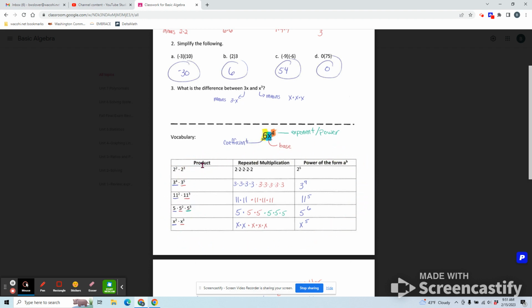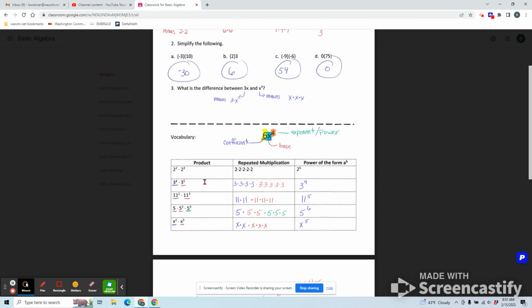So the product rule: I'm going to take 2 squared and I'm going to multiply that by 2 cubed. So if I were to write that all out, if I were to expand it out, I just called it repeated multiplication. If I were to expand it out, it's 2 times 2 times 2 times 2 times 2. And I end up with 2 to the 5th.